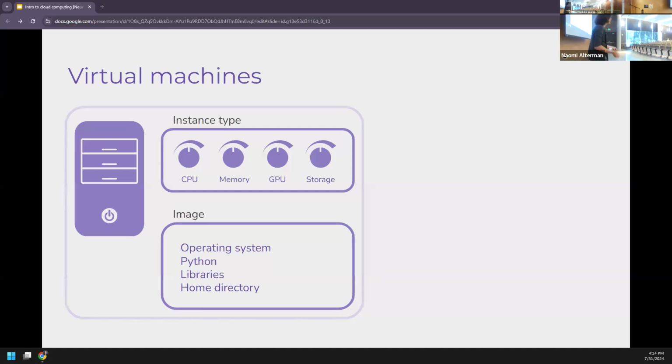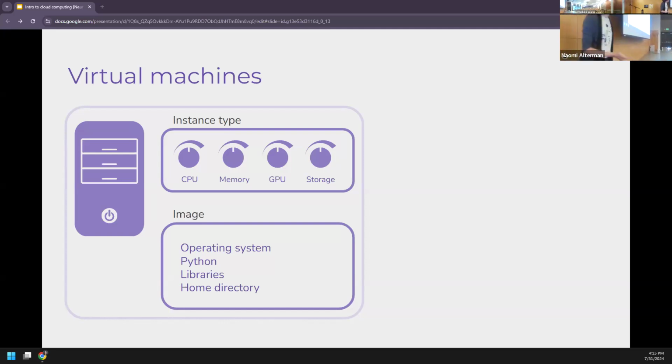And to give you a sense of the range that I'm talking about here, if we talk about an hourly charge, some of these VMs can cost a fraction of a cent per hour. And some of these VMs can cost $100 an hour. And the difference really just comes down to how much of these 4 things you need.